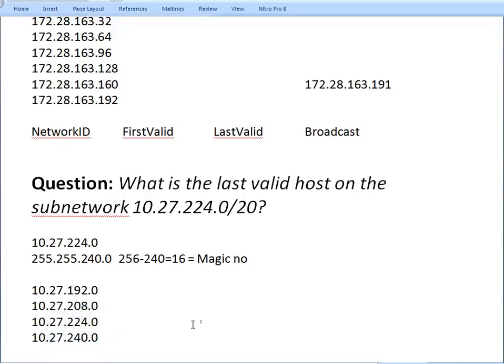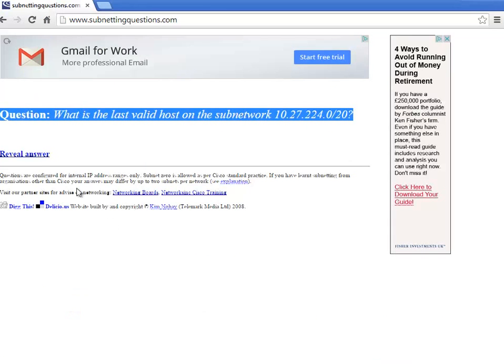So, for example, the broadcast address will be 10.27.239.255, and the last valid address will be 10.27.239.254. Okay, so the last valid host address on that subnetwork will be 10.27.239.254. Okay, let's have a look. Yeah, that's fine. That's right.